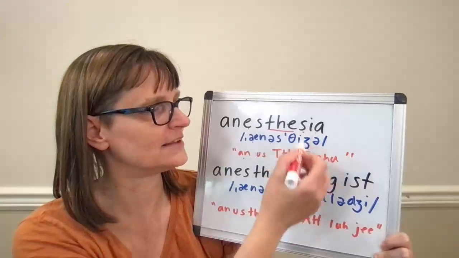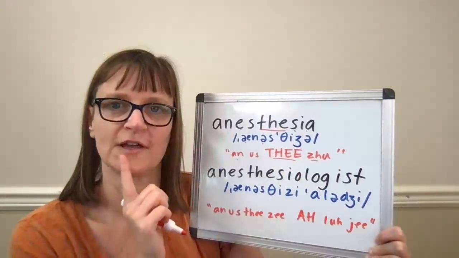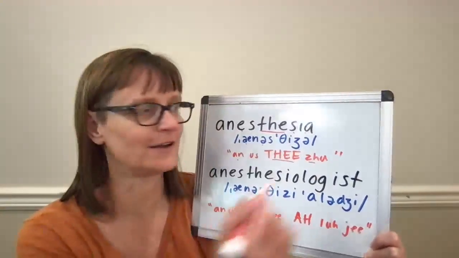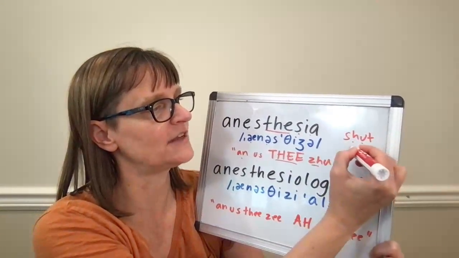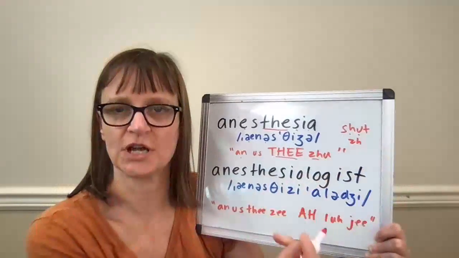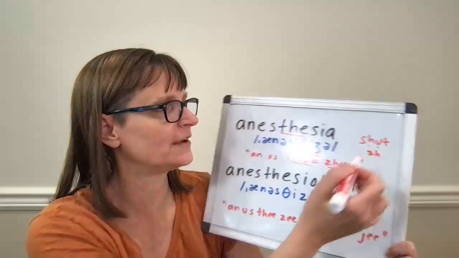SIA says the zh sound and the sound, vowel schwa. So you could try shut, like this word, which has the same vowel and the SH, and then turn your voice on. Shut, jut, and then just ja for the last syllable here.